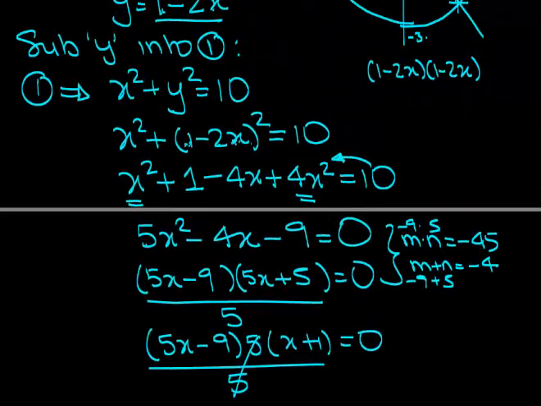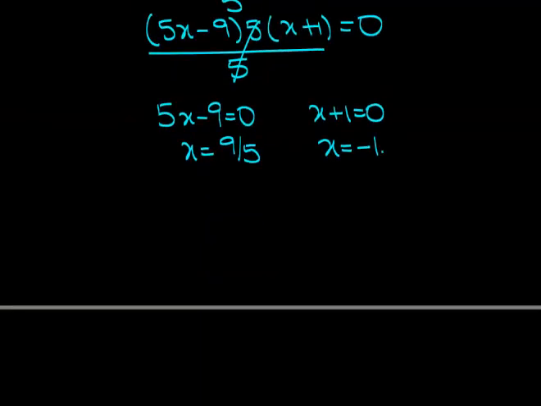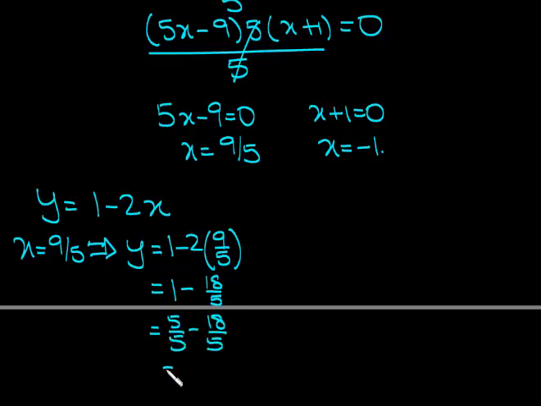Well, that's not difficult because we know y from up here, don't we? In the first step, what is y? 1 minus 2x. So let's start with that. So y is equal to 1 minus 2x. So if x is equal to 9/5, what is y? 1 minus 2 times 9/5. So you get 1 minus 18/5. So we need a common denominator, which is 5. So we get 5 over 5 minus 18/5. So we get negative 13 over 5.